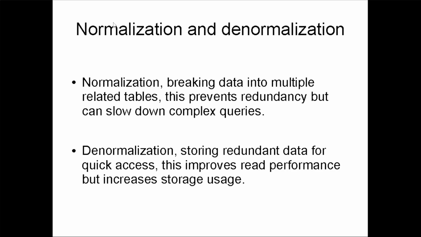Normalization and denormalization. Normalization: breaking data into multiple related tables. This prevents redundancy but can slow down complex queries. Denormalization: storing redundant data for quick access. This improves read performance but increases storage usage.